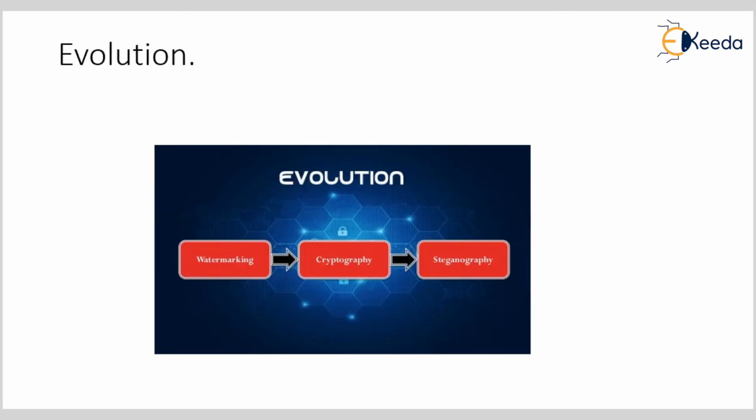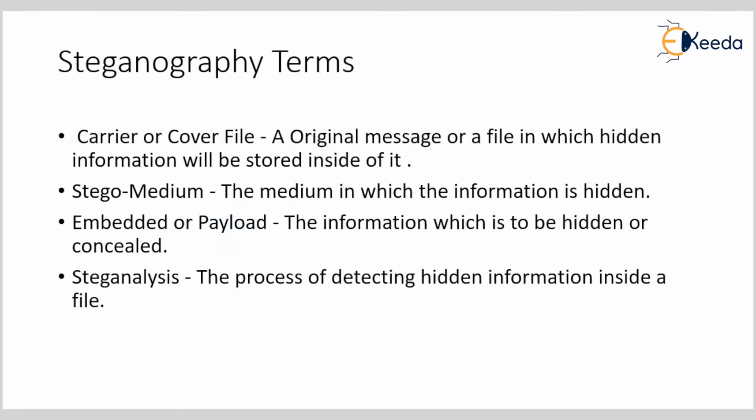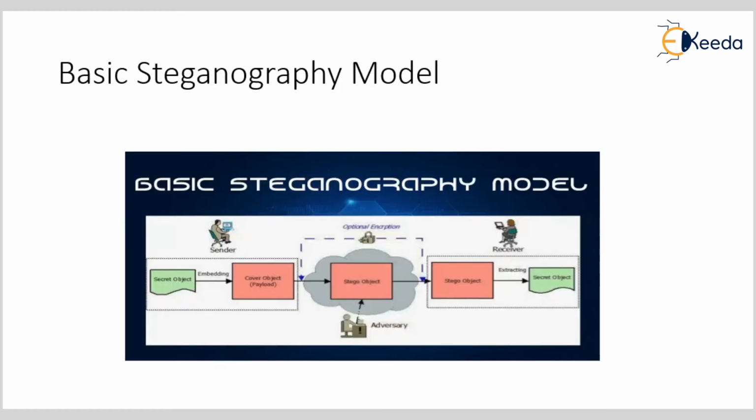Evolution: how steganography evolved. Previously, there was a technique known as the watermarking technique, which then evolved into cryptography and then steganography. Now, these are some of the steganography terms: a carrier or cover file, and stegomedium. Stegomedium is the medium in which the information is hidden. Embedded or payload is the information which is to be hidden or concealed. Now, what is steg analysis? Steg analysis is the process of detecting hidden information inside a file. So these are some of the steganography terms which we have seen in the basic steganography model.